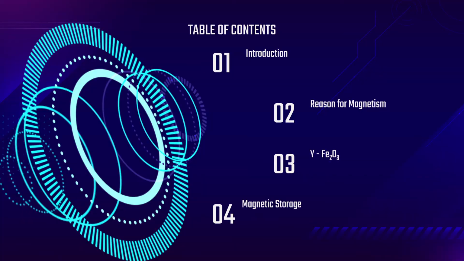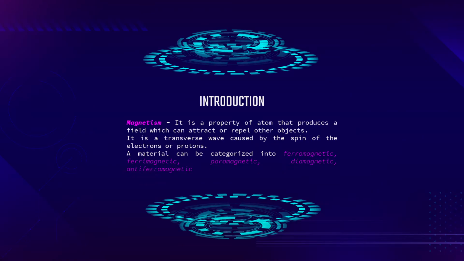Today I am going to present my topic, Magnetic Properties of Gamma Fe2O3 and its Applications. Now, magnetism. The first thing that comes to our mind is a bar magnet or something which attracts iron. But here we are going to understand it in a different way. It is the property of atom that produces a field which can attract or repel other objects. It is a transverse wave caused by the spin of the electrons or protons. A material can be categorized into ferromagnetic, ferrimagnetic, paramagnetic, diamagnetic, and antiferromagnetic.